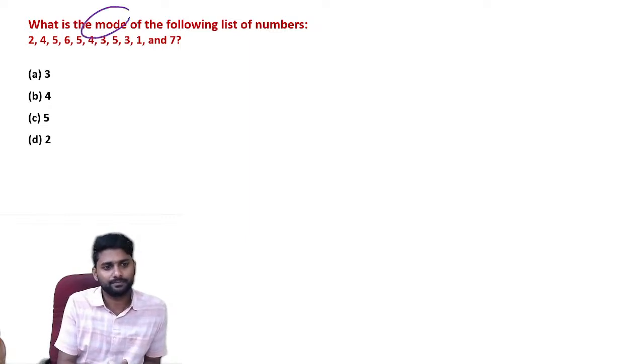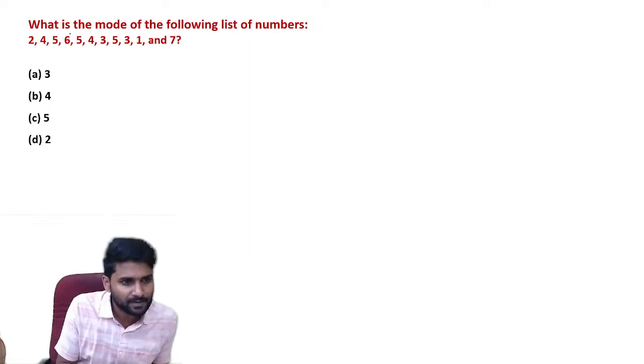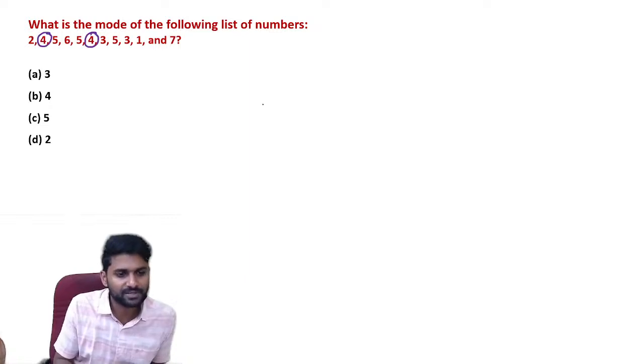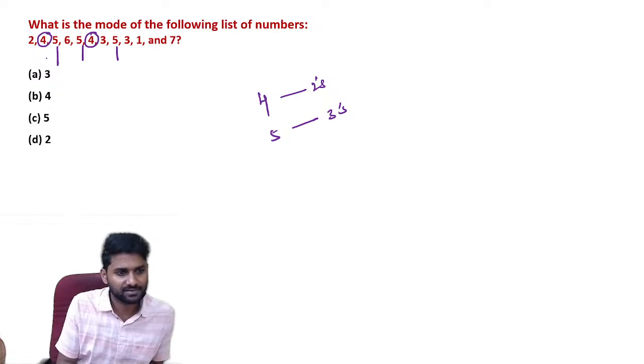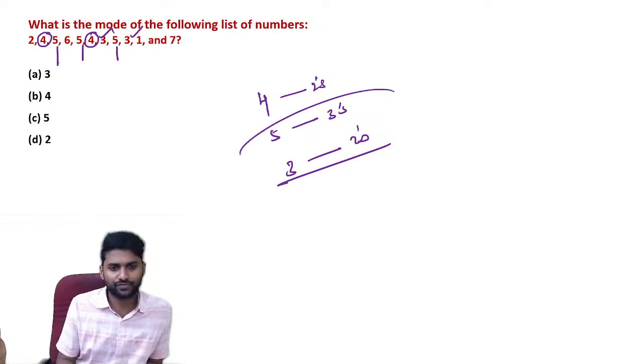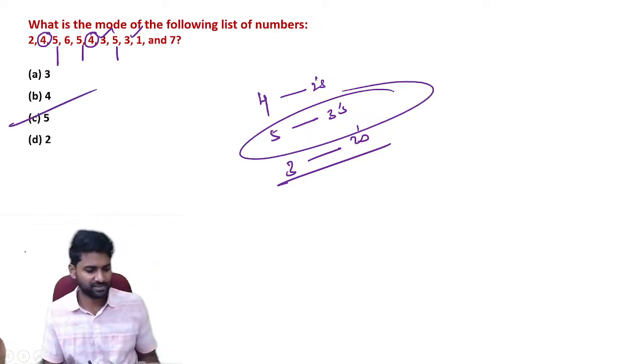Next, mode. Guys, I told you, the most repeated, most frequent. So if you observe, 6 is only repeated once. Okay, 4 is repeated twice. 5 is repeated thrice. So we don't have any other number, I think. Yes, 3 is also repeated twice. So if you observe, the highest frequency of repetition is 5. That's why 5 is the suitable answer.